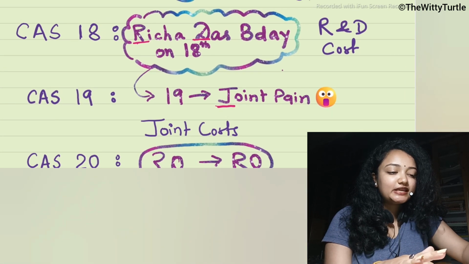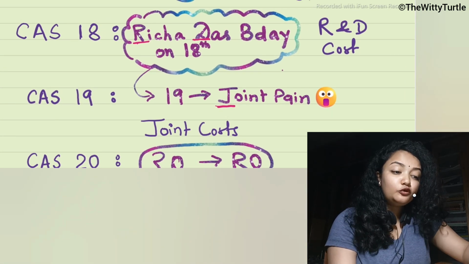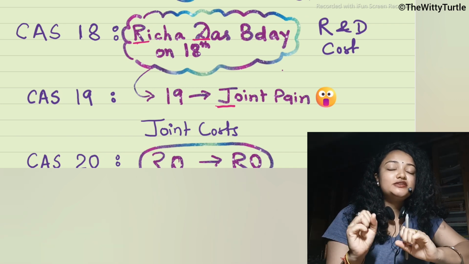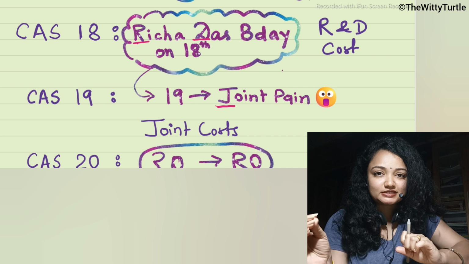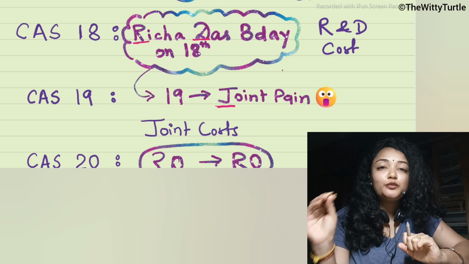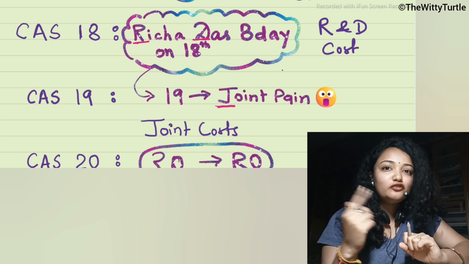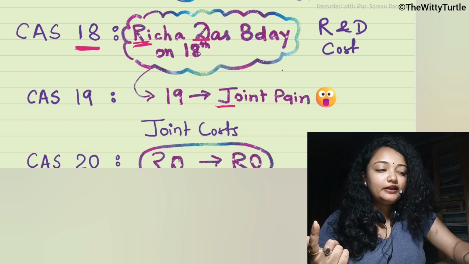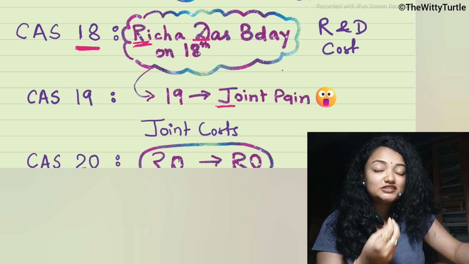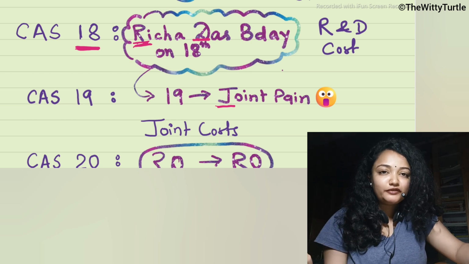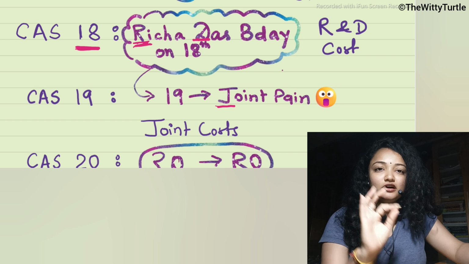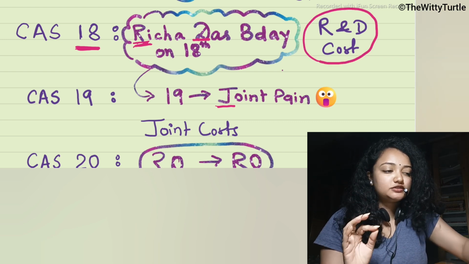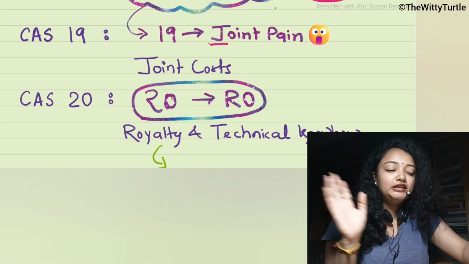Now coming to CAS 18. Before understanding this, let me tell you about one of my friends. I have a friend whose name is Richa Das. Her birthday comes on 18th. So how will you remember that? 1/8 and R&D. R&D means Research and Development Cost, right? So CAS 18 will be Research and Development Cost. That's how you interlink things.